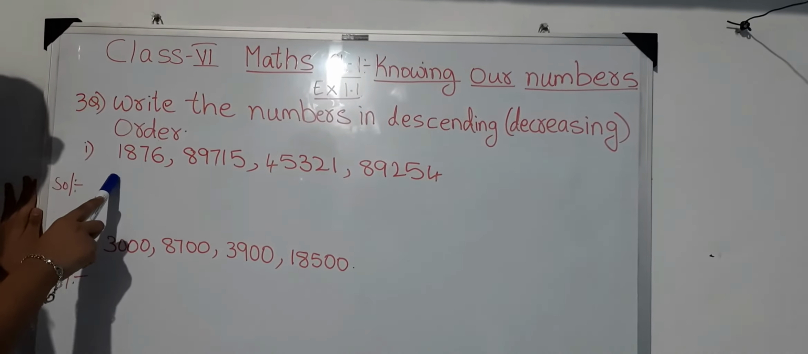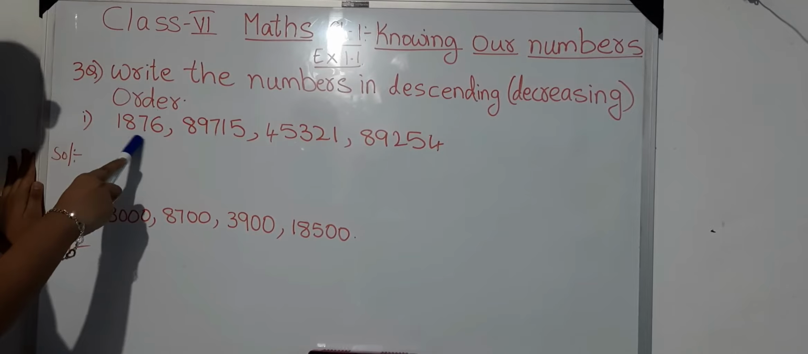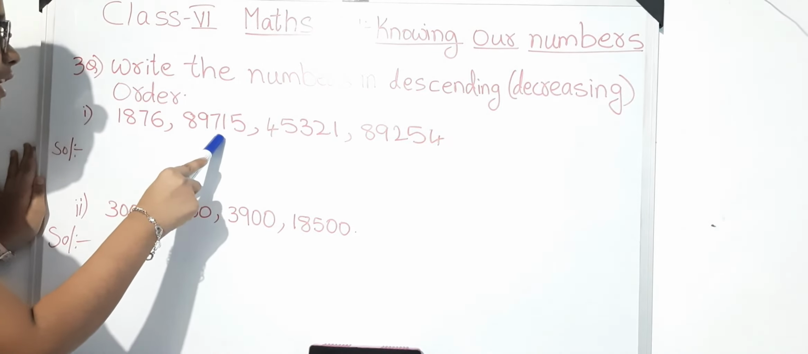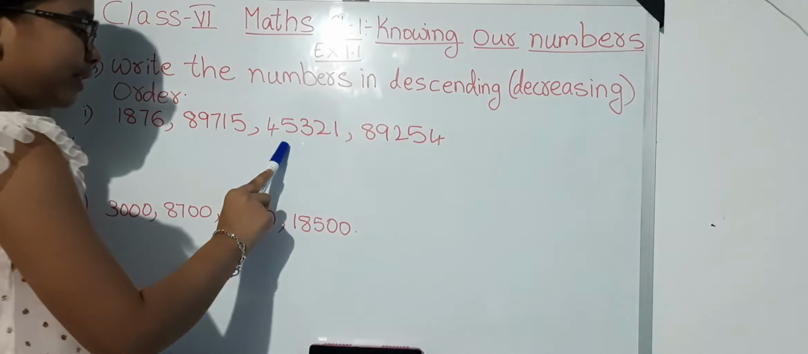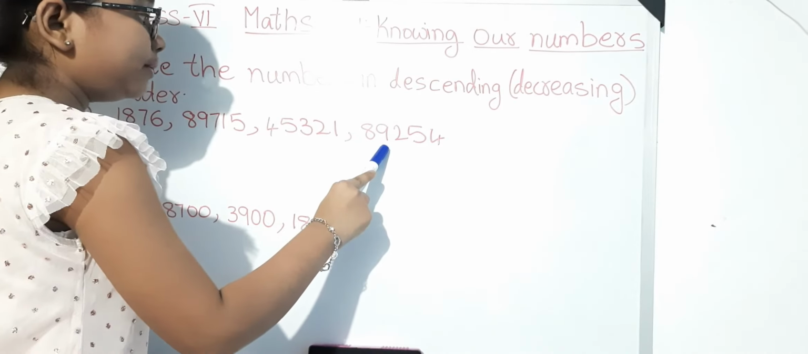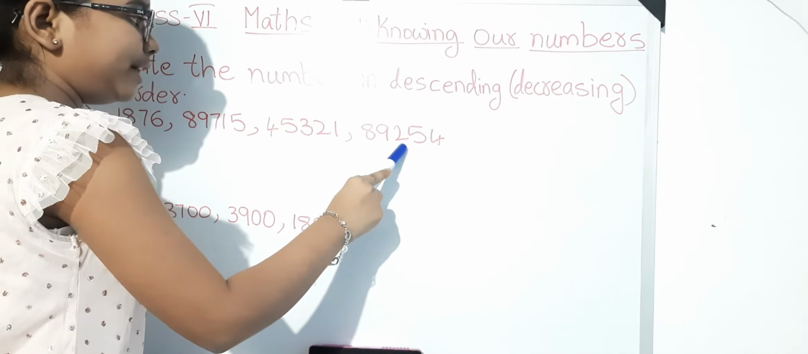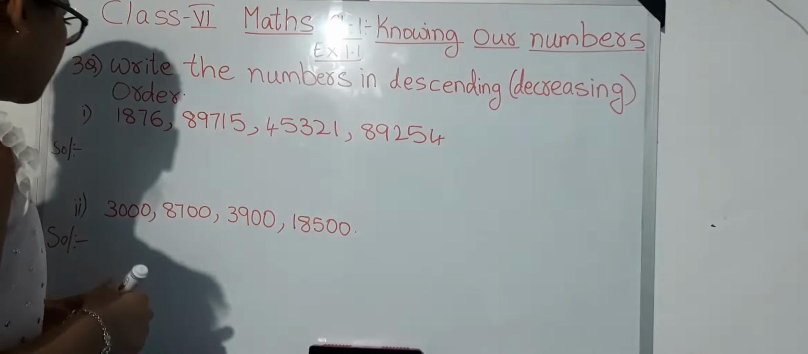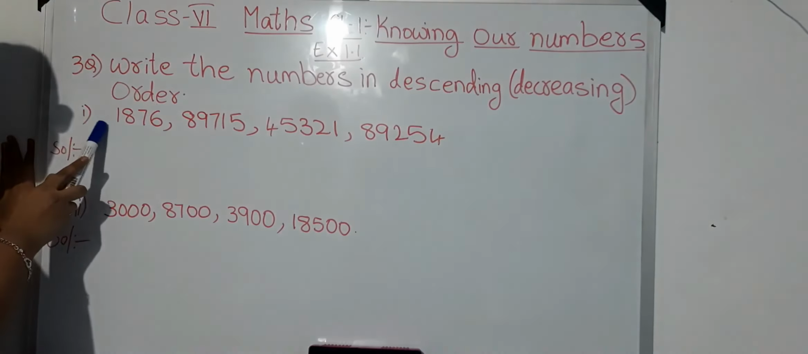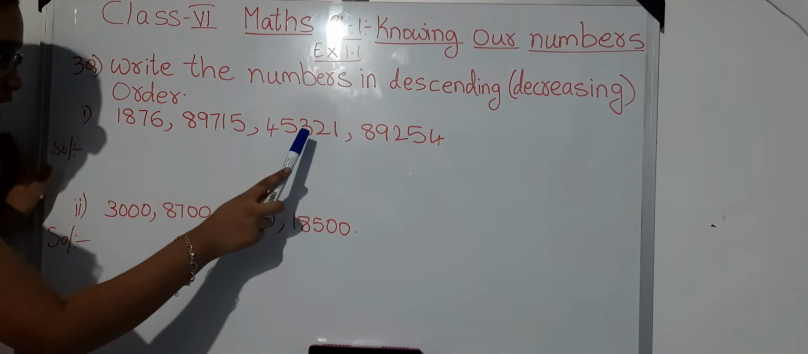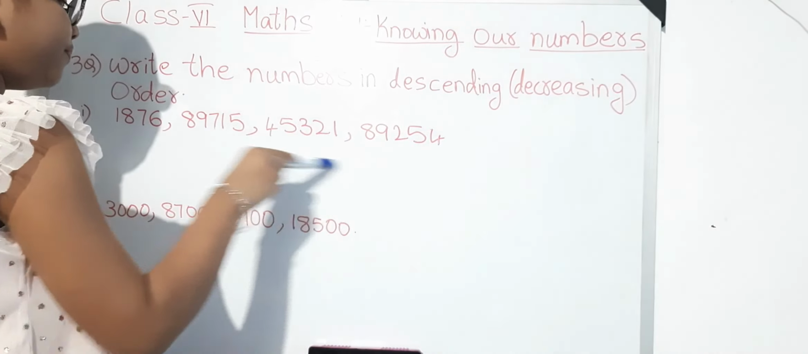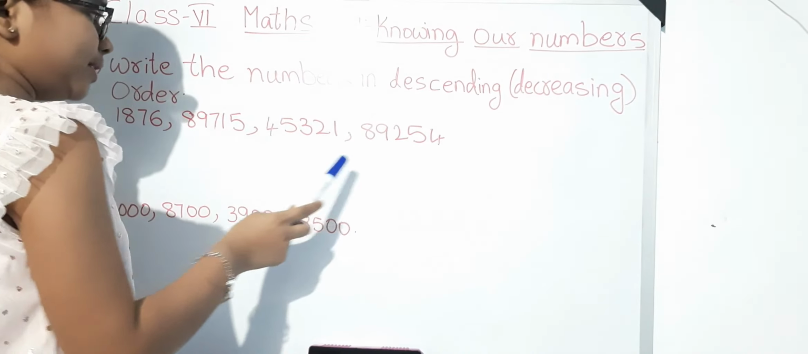Now the first one is 1,876, 89,715, 45,321, 89,254. So first we have to see the number of digits. Here a 4-digit number is there, here a 5-digit number, here a 5-digit number, and here also a 5-digit number is there. So we have to compare these numbers.